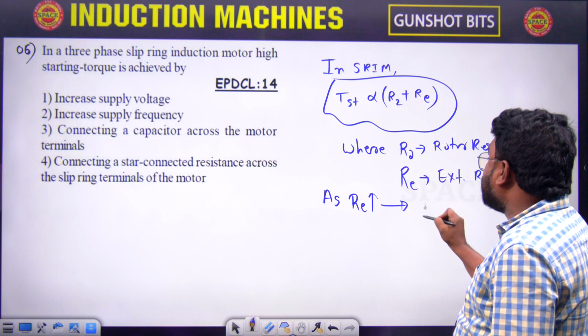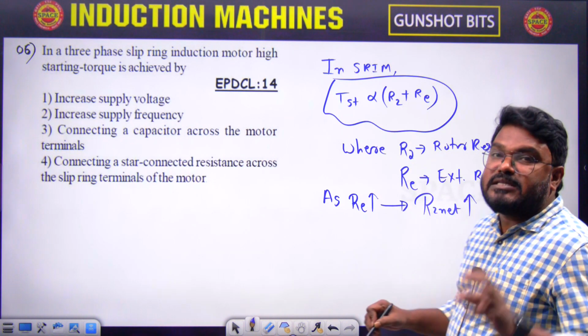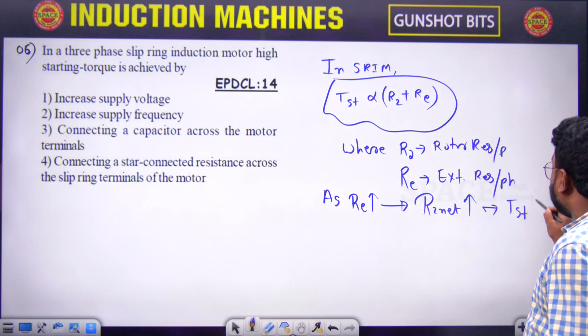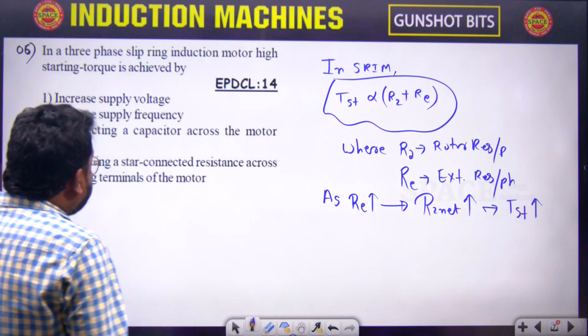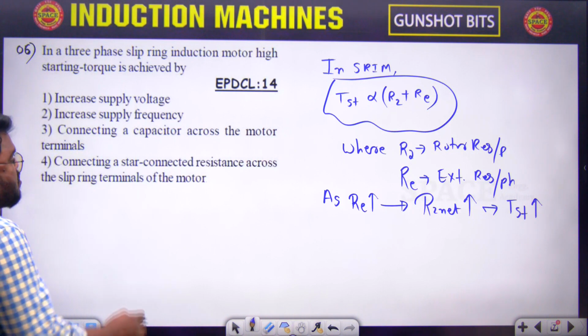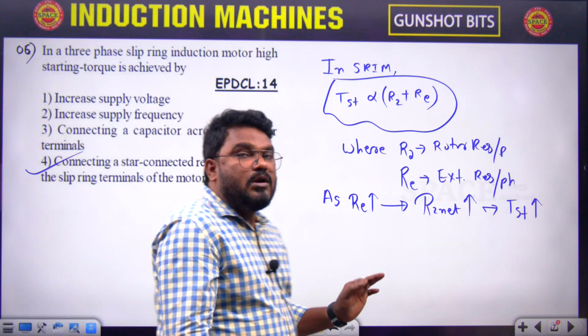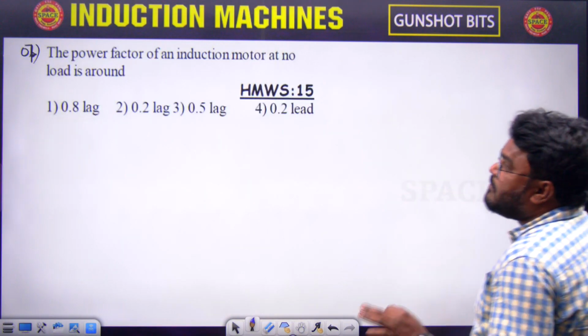The net rotor resistance will increase. With the increase in the net rotor resistance, the starting torque produced by the slip ring induction motor will increase. So connecting the starting resistance across the slip ring terminals of the motor is the answer. So option 4 is correct for this question. Okay, and next let us solve question number 7.